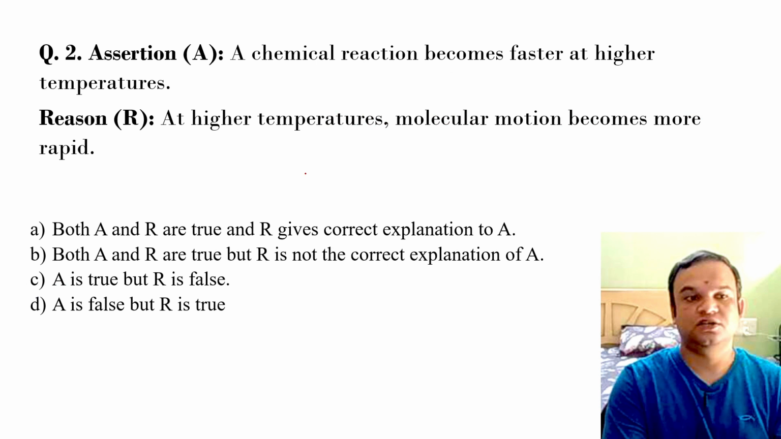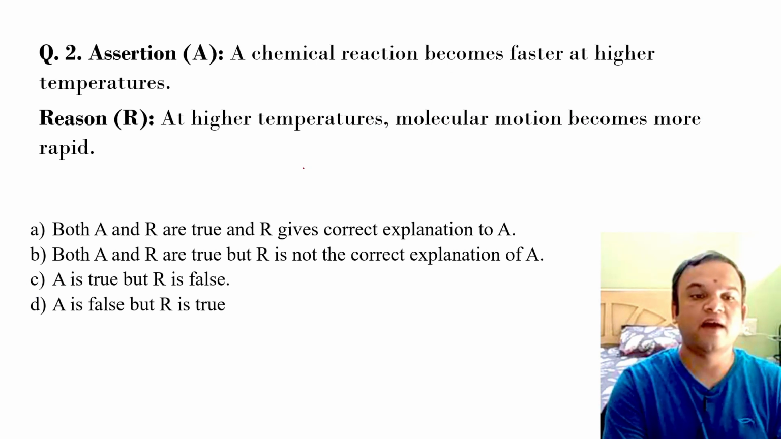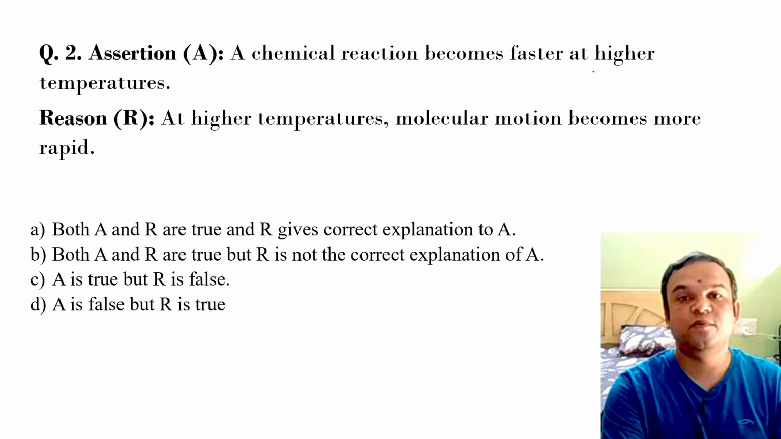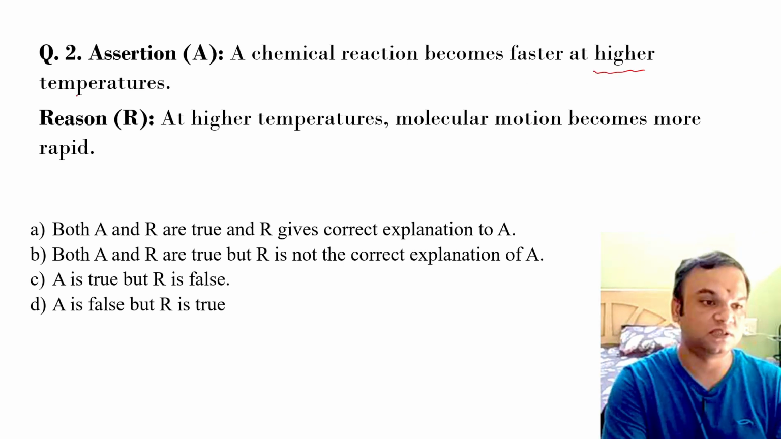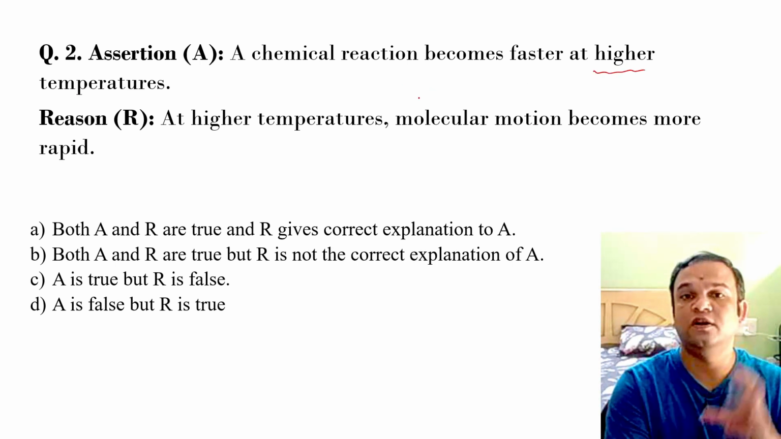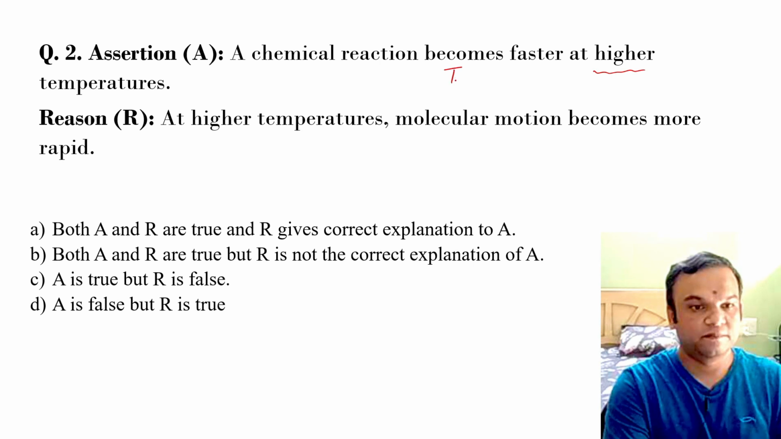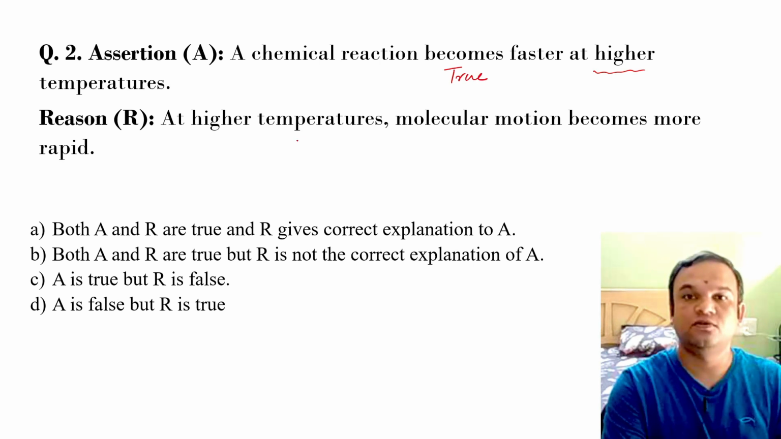In the next question, assertion states that a chemical reaction becomes faster at higher temperatures. Students, whenever we provide higher temperatures from external sources, the movement of the molecules in the reactants becomes faster, and that is why the chemical reaction also becomes faster, so this particular statement is a true statement. Reason states that at higher temperatures, molecular motion becomes more rapid.